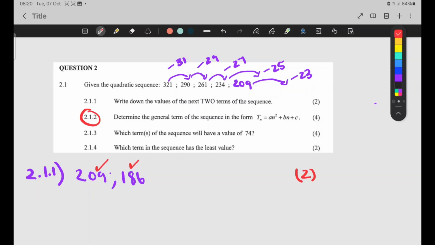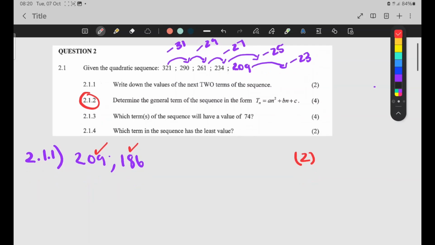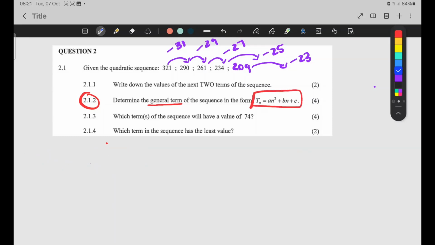The next question is, determine the general term of the sequence. So the general term, and here they give you the standard form for the general term. So let's do that. 2.1.2, this one is also easy. So I write my pattern down, the pattern they gave me.